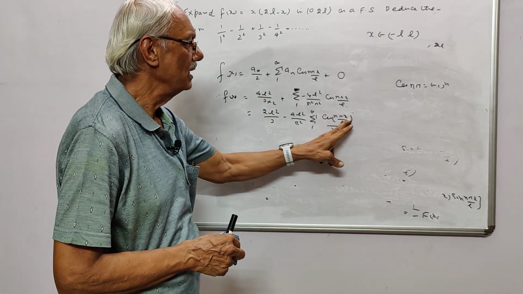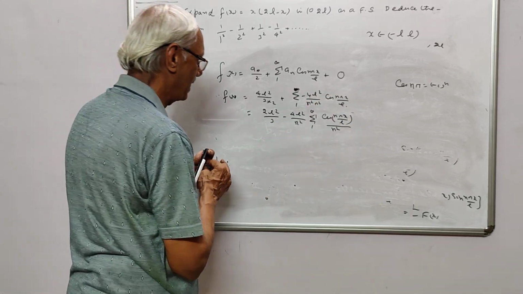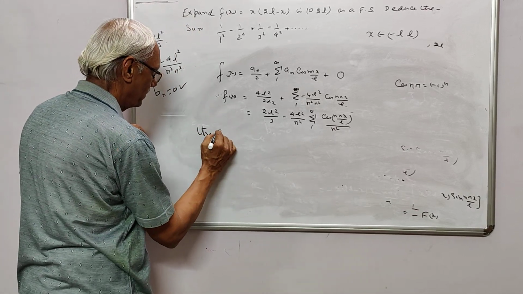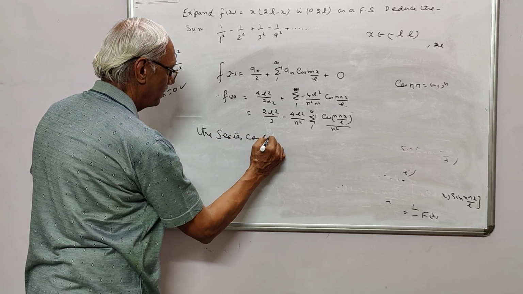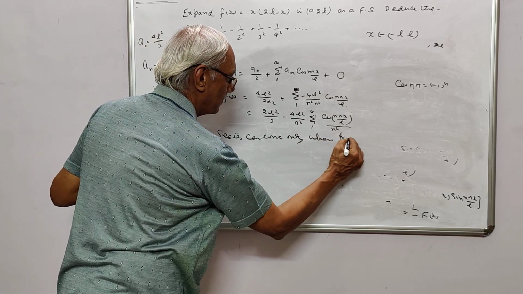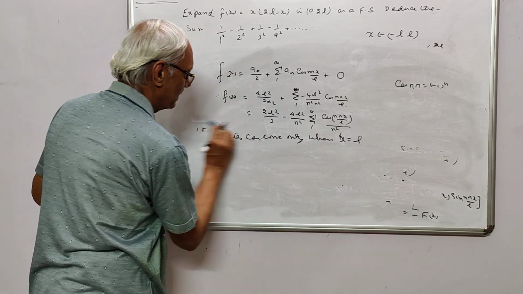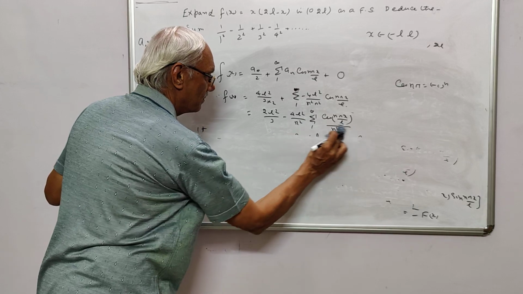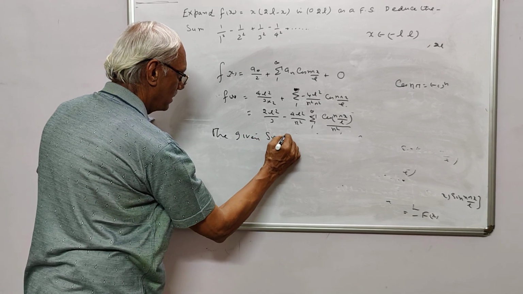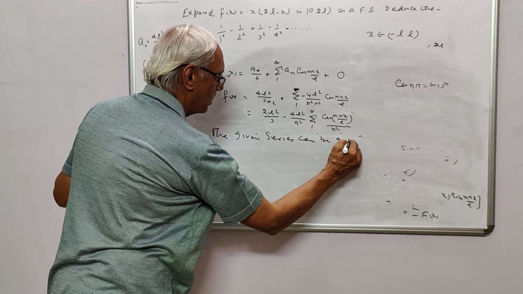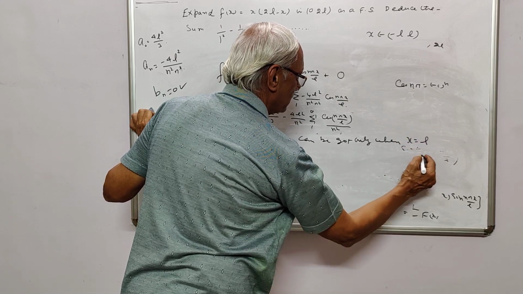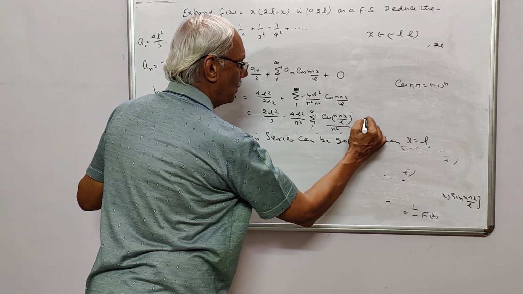So this can happen only when what? It is cos n pi. So this series can come only when x is equal to n. I'll write here: the given series can be got only when x is equal to n. Therefore, I'll call this as your 2.